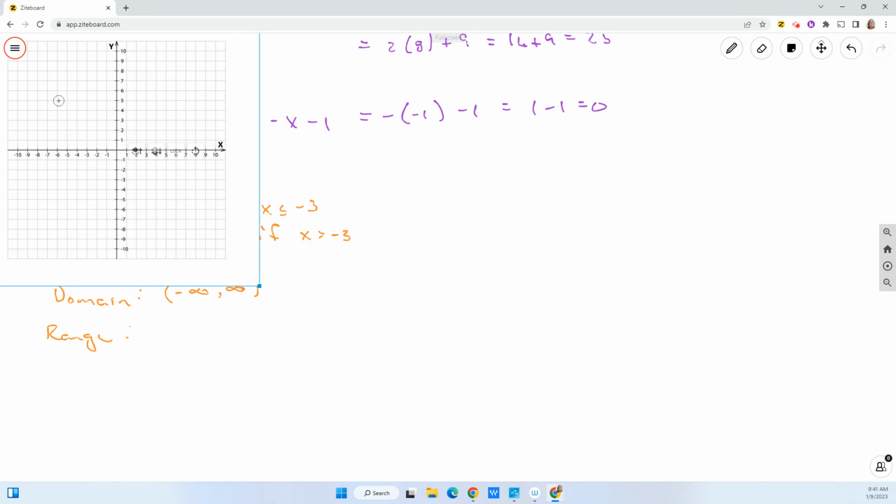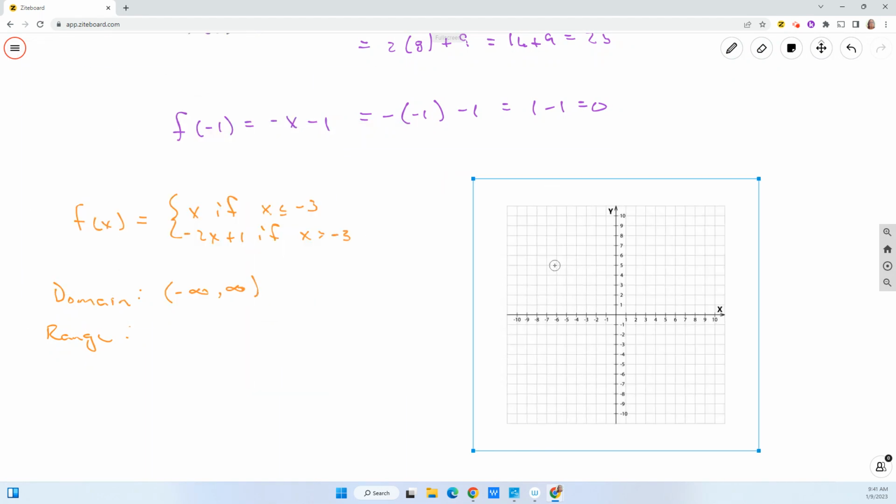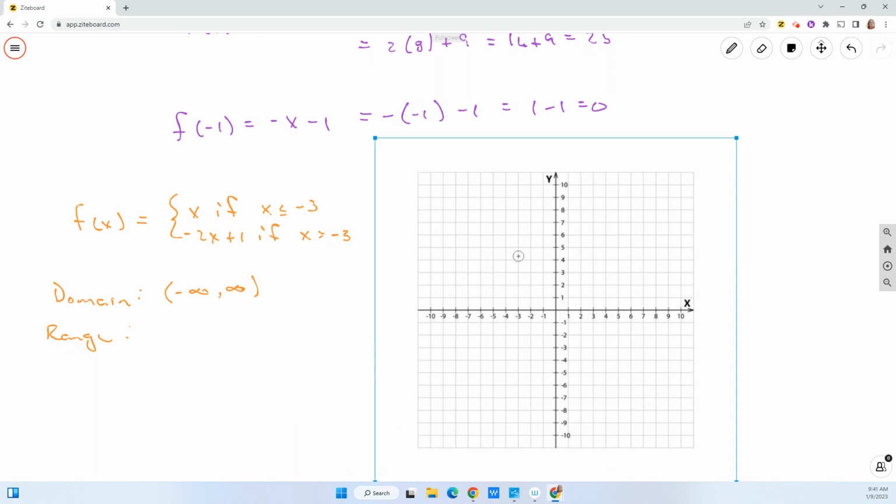I got smart on this one, and I got me a graph to insert because I didn't want to draw one. So here I have this graph, right? And if I want to look at this problem and graph it, it's saying that if x is less than or equal to -3, f of x just equals whatever x is.